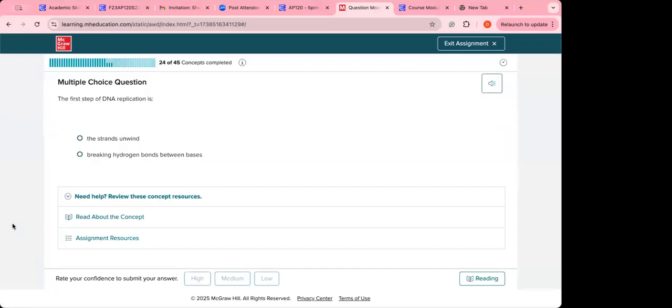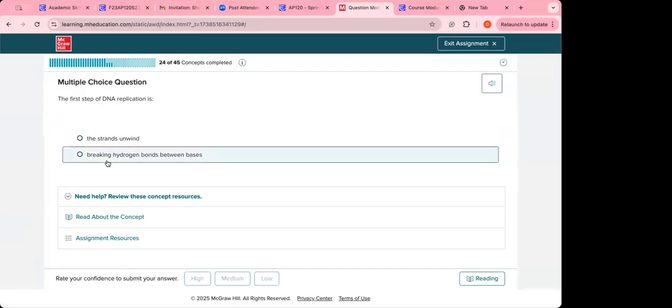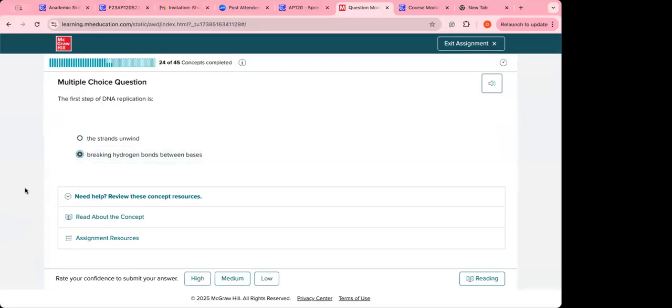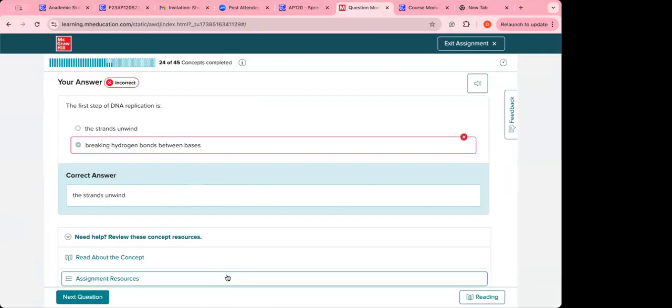So you break the hydrogen bonds between bases first before you unwind the strand. Okay, whoops. But you just told me they break first before they unwind. This is confusing. It's confusing me.